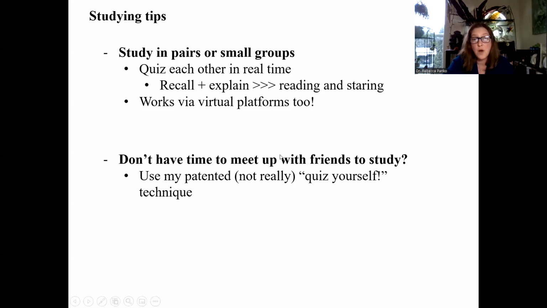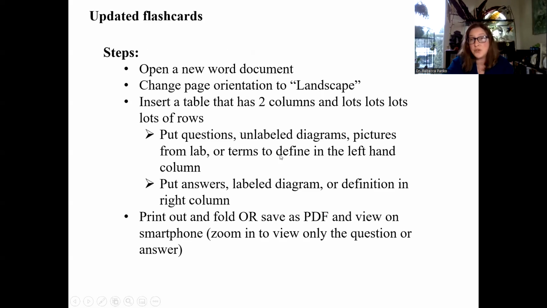So what does it look like? This is how you do it. This might seem like a no-brainer, but believe it or not, a lot of people maybe didn't think of doing this. So these are what I call updated flashcards. What you do is you open a Word document and you change the orientation to landscape.